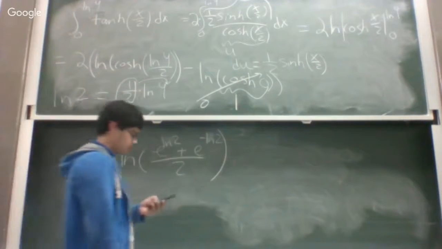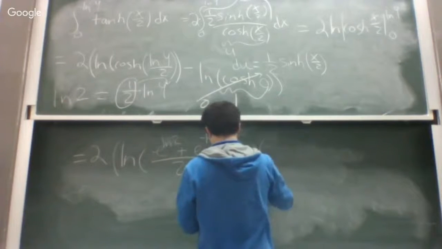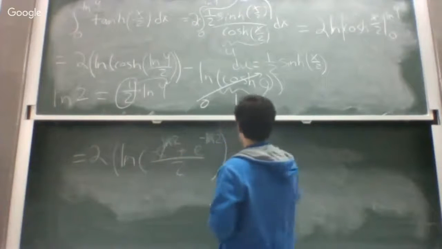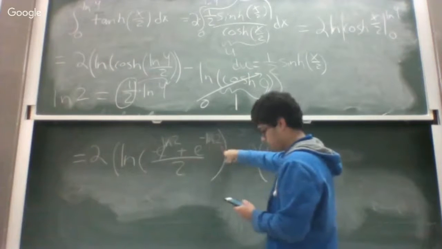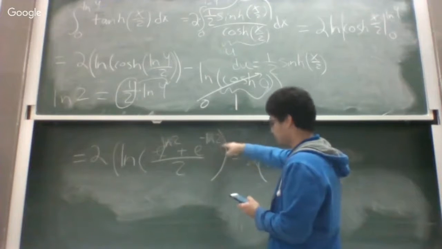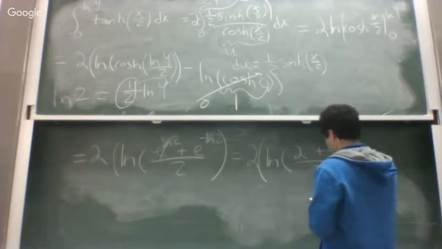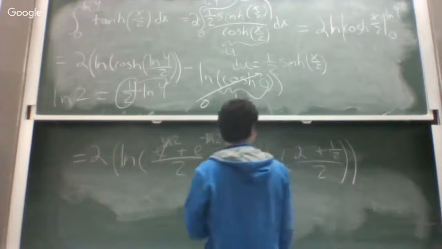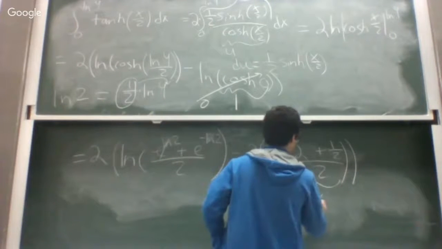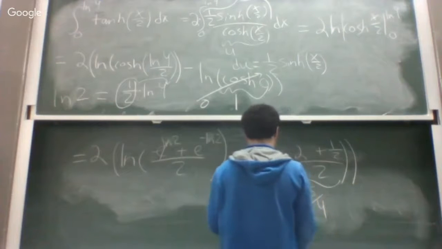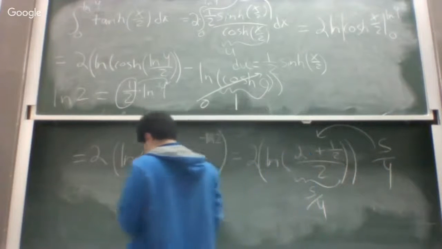Good? So then that's equal to 2 times the natural log of 2 plus 1 plus 2 to the minus 1, which is 1/2, all over 2. And this inside is equal to 5/4. So you can rewrite it.